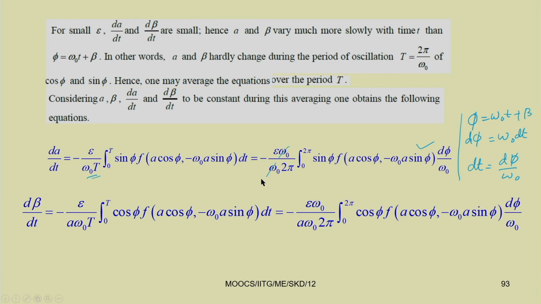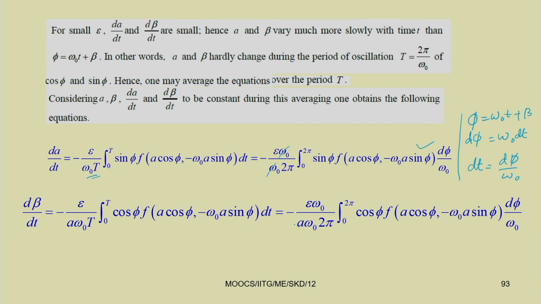Similarly, d beta by dt can be written over a time period as minus epsilon by a omega 0 T. This T is divided and then it is integrated from 0 to T of cos phi f of a cos phi minus omega 0 a sin phi dt.